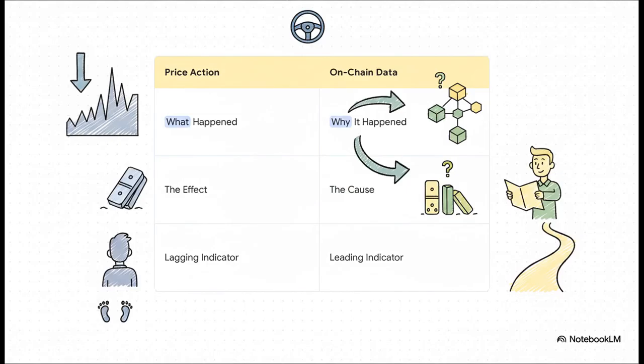Price is the effect. It's what already happened. On-chain data, though, that's the cause. It shows you why it happened. This completely flips the script. You go from just reacting to what's already done to analyzing what could happen next. You're not just a passenger anymore, you're the one reading the map.